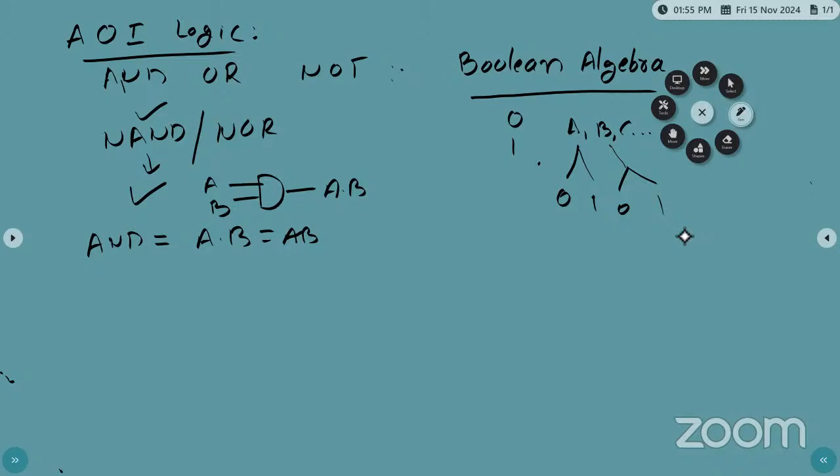Now, similar to mathematical algebra, Boolean algebra also has some theorems and postulates. What is the meaning of postulates? What is the difference between postulates and theorems? Both are used as formulas. A theorem can be used as a formula.